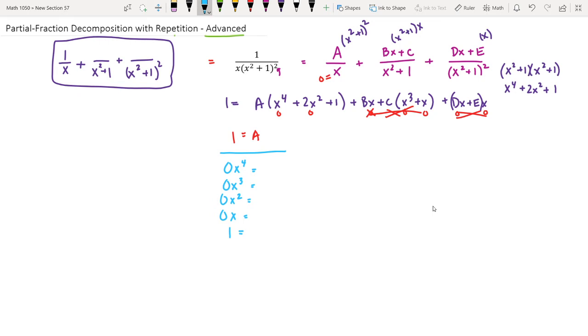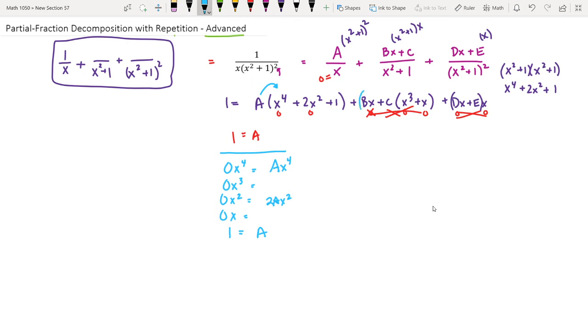It's good to see. Distribute the a through to all 3 of these, and I'm going to have ax to the 4th and 2ax squared and an a, which confirms what we already had determined about a.